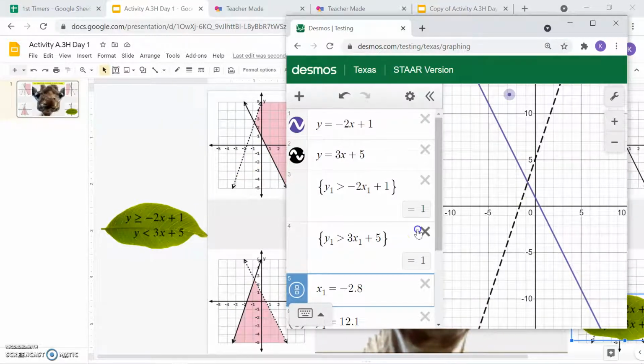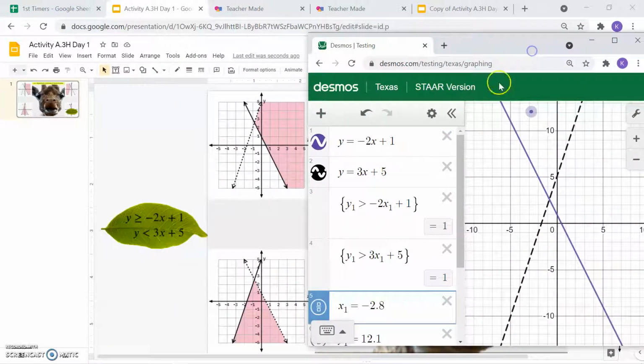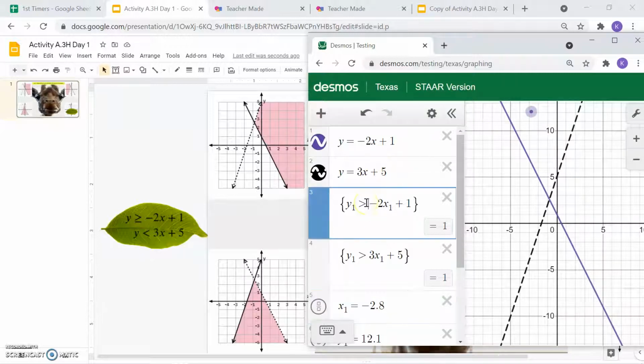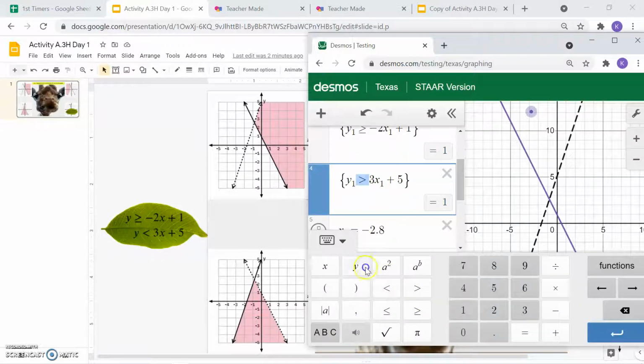Look at this one right here. This one is going down and this is not dotted, so it cannot be this one. And look at this one right here. This one's going down, it's dotted, and this one's going up, it's solid. So it's between this one and this one. Now I'm gonna go to the shading. Oh, first of all, I'm gonna go here. I need to change this symbol right here. So this symbol right here, I'm going to open this up and change it to a greater than or equal to. And the bottom one, I'm going to change that to a less than.